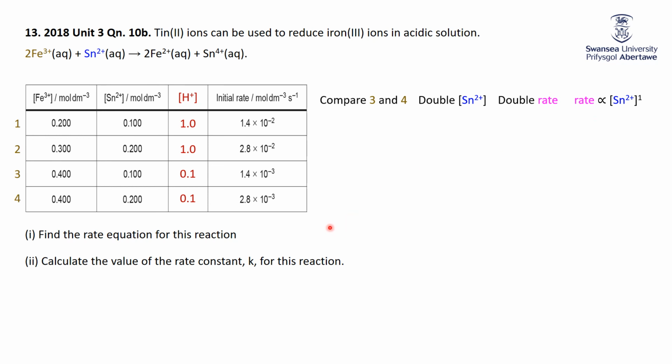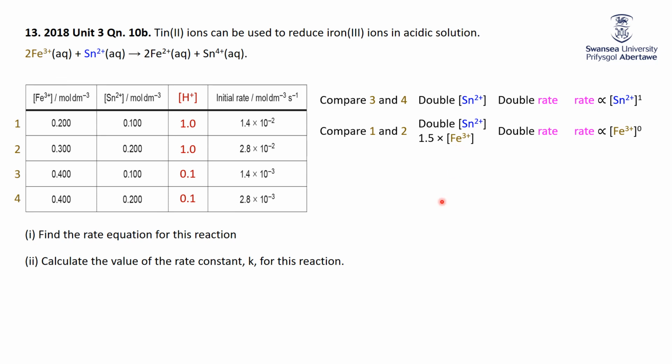Let's find another couple in which we can eliminate all but one unknown. How about 1 and 2. Comparing 1 and 2, we are going from 0.2 to 0.3 in Fe3+. The H+ is staying the same. The Sn is doubling, but of course we know what the effect of doubling the Sn is. That doubles the rate. So anyway, let's have a look here, shall we? We double the Sn2+, 1.5 the Fe3+, we double the rate. Well, doubling the rate comes from doubling the Sn2+. In other words, the Fe3+ did absolutely nothing for us whatsoever. So the Fe3+, pretty as it might be and fun as it might be, doesn't affect the rate of the reaction.